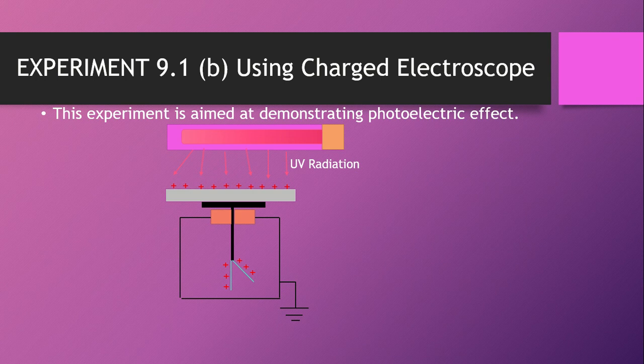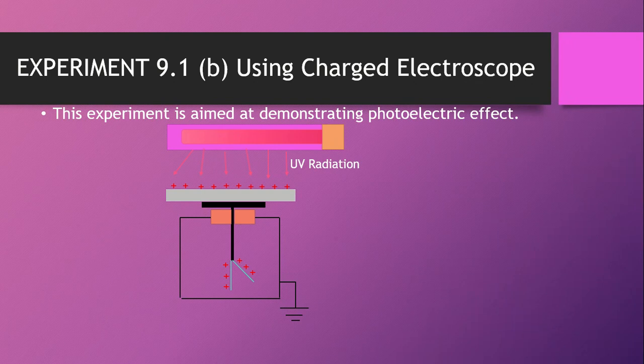Basically, something you need to note is what occurs when the zinc plate is irradiated with ultraviolet radiation. Let me begin by giving you the observation before we get into the explanation. For the positively charged electroscope, the leaf divergence remains the same. It doesn't fall, and the divergence doesn't increase. It remains the same. This is because when the zinc plate is irradiated with ultraviolet radiation, electrons are emitted from its surface.